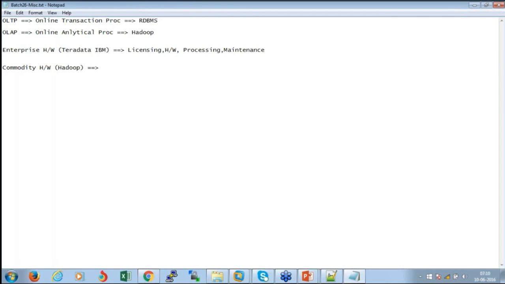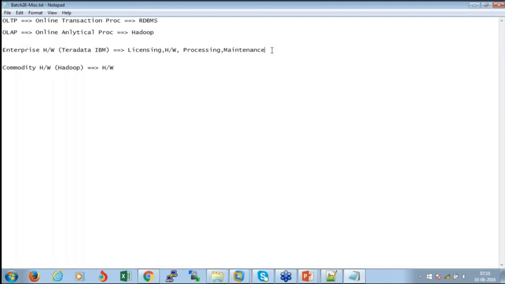So first of all, what is commodity hardware? Commodity hardware is the cheapest hardware available in the market. So that means you will not have licensing cost, you will not have processing cost, you don't have maintenance cost. Of course, you'll have hardware cost, which is pretty common, but that is very minimal. So there you go. Now, having said that, Hadoop doesn't have licensing cost, processing cost, and maintenance cost, which were there in any of the enterprise hardware.